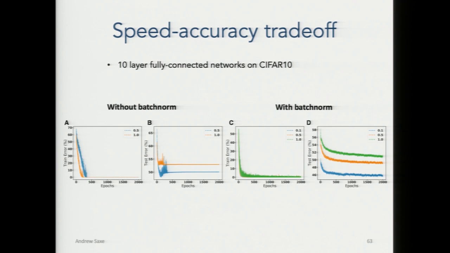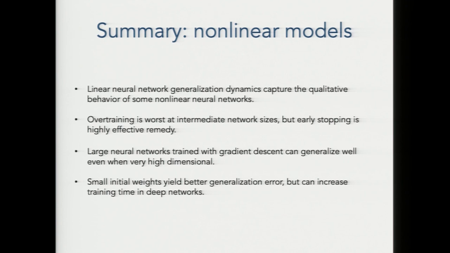So to summarize the nonlinear models, it does appear that these linear neural network generalization dynamics capture the qualitative behavior in these nonlinear models. And the main message emerging from it is that basically right when your training error drops to zero, you were just able to squeeze everything in. And so if there was any noise in your labels, you'd be fully sensitive to it. And that's going to cause maximal overtraining.